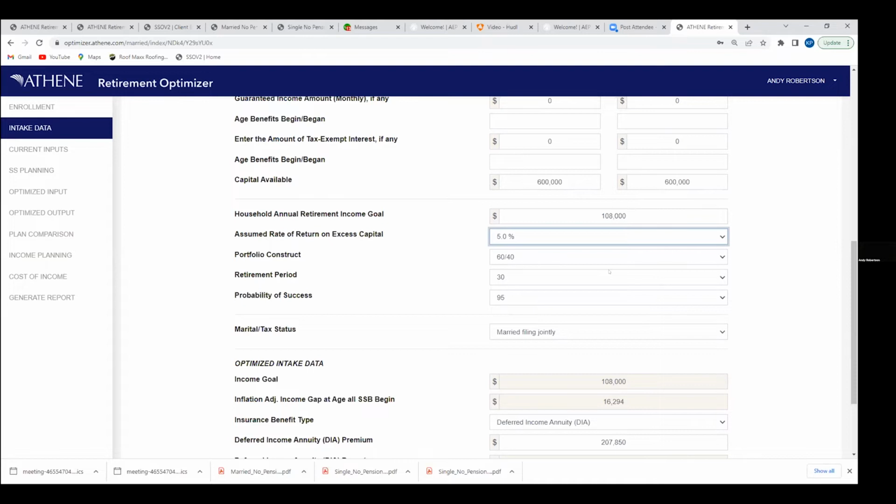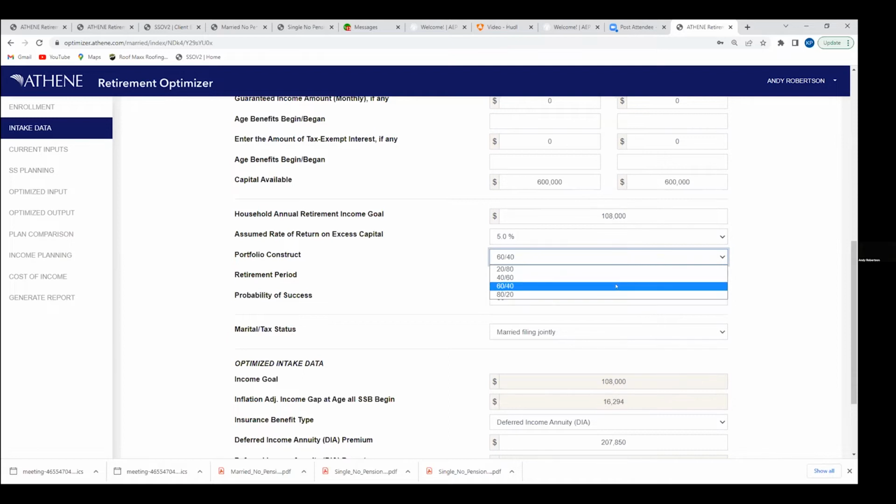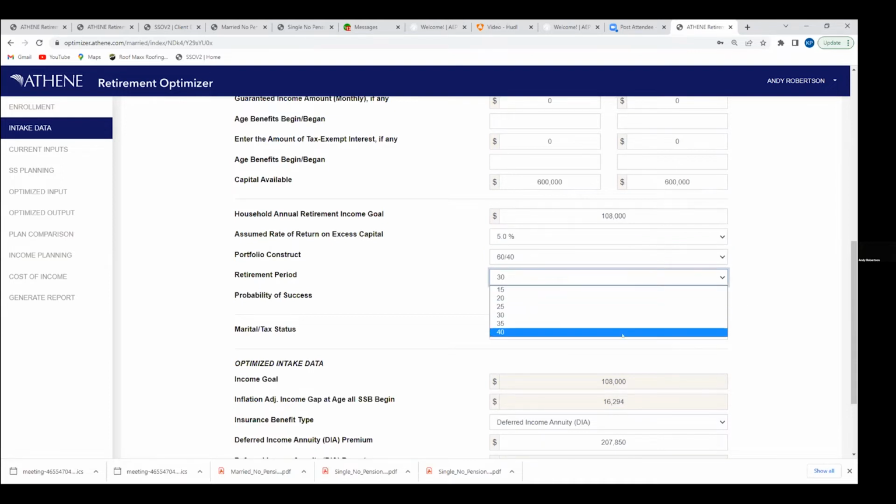Separate from that, when we're building the plan, we want to know what's the income goal, 108,000, and then what's their portfolio construct. So essentially, what's their frame of mind as it relates to risk. I usually kind of push people toward the 60-40. Most don't really know, but I think they can agree 60-40 given their age and where they are and what they're trying to accomplish makes sense. And then what's the retirement period? So we offer 15 to 40 years in 5-year increments. This couple is just turning 66. So to be on the safe side, we're going to use 30 years.